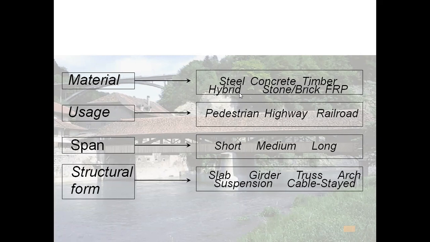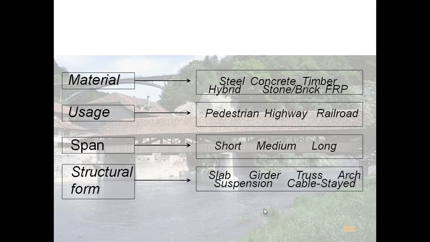And next one, usage. For what are you constructing the bridge? Are you constructing a bridge for pedestrian walks only, for highways, or for railways? Like that, based on the usage also, the bridges are classified. And next one, span. Is your bridge a short span bridge, or a medium span bridge, or a long span bridge? Based on the span also, your bridges are classified.